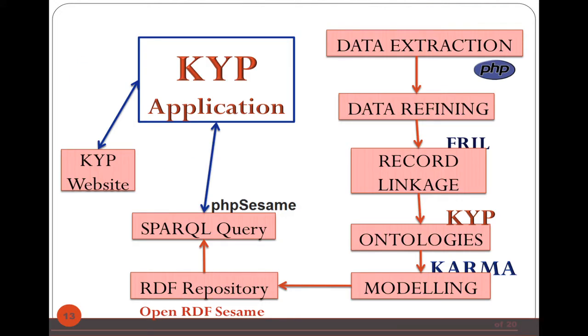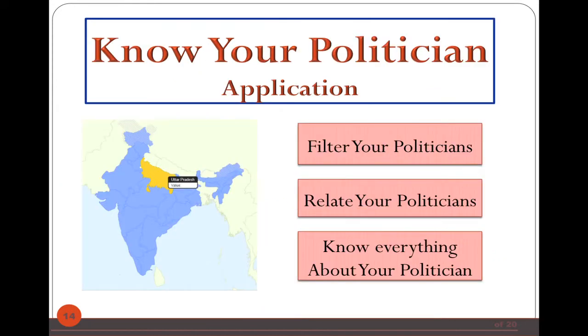So to summarize, till now we started with data extraction using PHP, we dealt with data refining, did record linkage using Fril, created our own ontology and modeled it using Karma. We also created our own repository so that we could fire a SPARQL endpoint query with the help of the PHP Sesame API, and finally display the results in the application.